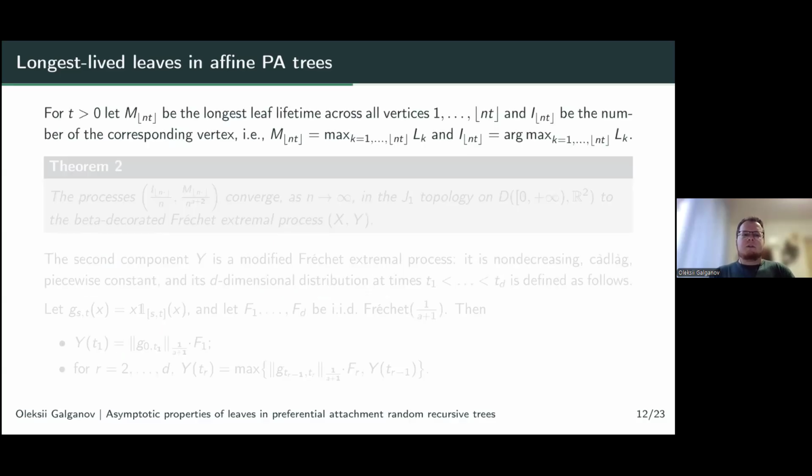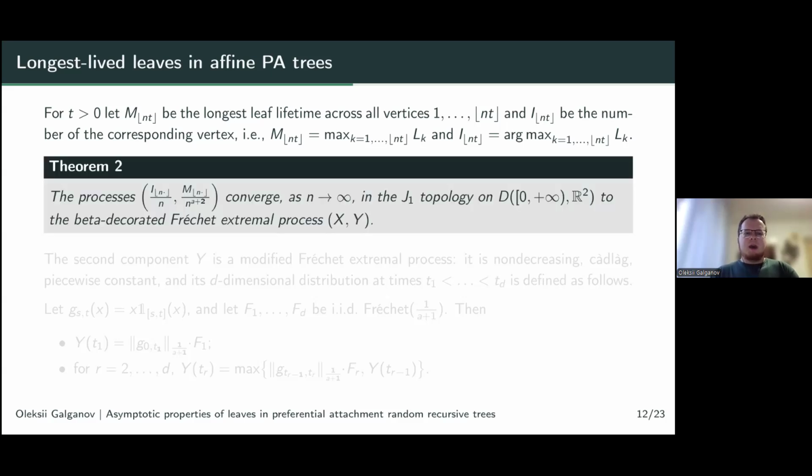So for positive t, let M with index nt be the longest leaf lifetime across all vertices from 1 to nt, and I with the same index be the number of the corresponding vertex. So M is the largest lifetime, and I is the corresponding argmax for the lifetimes.